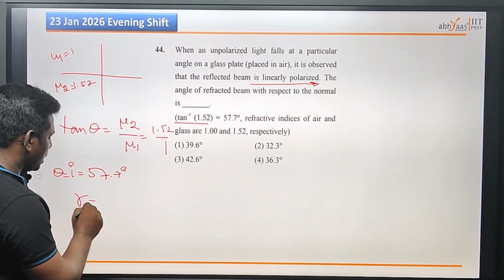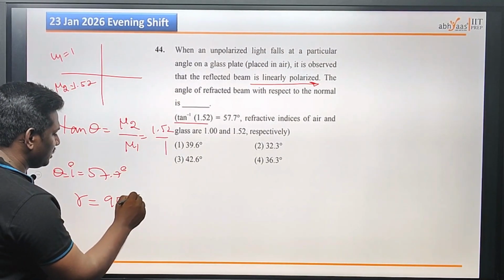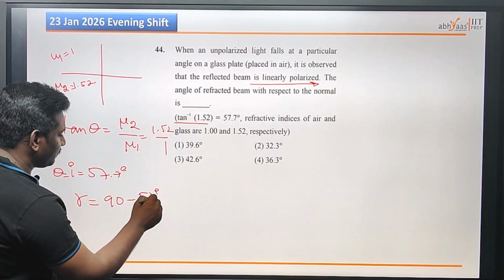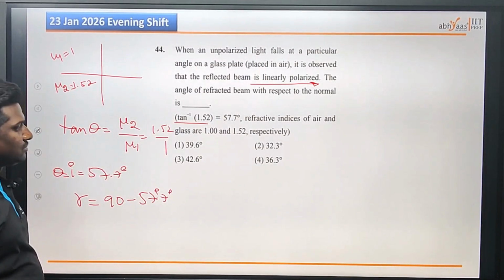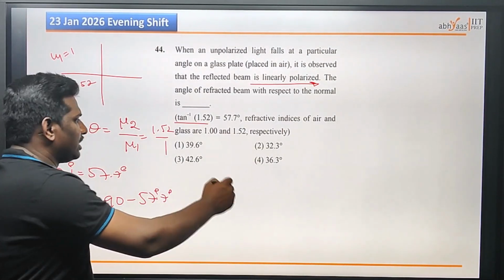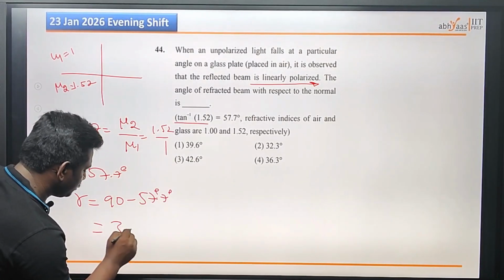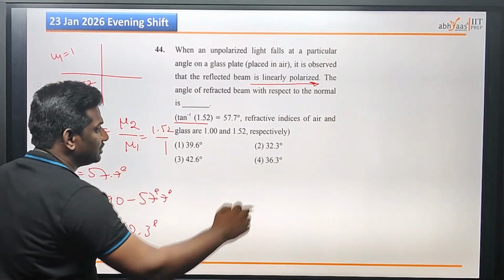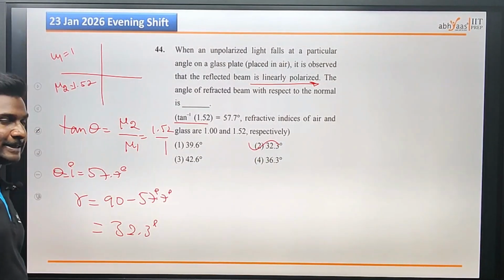You have to find r. r is nothing but 90 minus 57.7 degrees. If you observe here, you will get the answer 32.3 degrees. Option 2 is your answer.